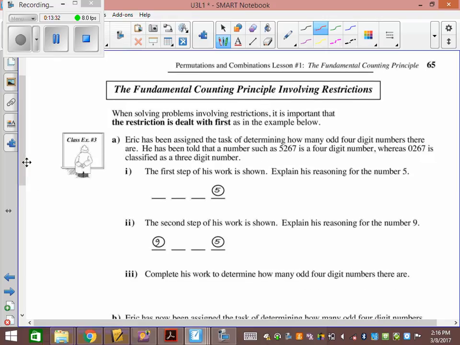So when solving problems involving restrictions, it's important that you deal with the restrictions first. So for example, like I said on the last one, on the 6-question quiz, if the first answer had to be an A, I would deal with that blank first, and then the rest of the blanks after that. It doesn't matter the order. You have to deal with the restrictions first. All right?